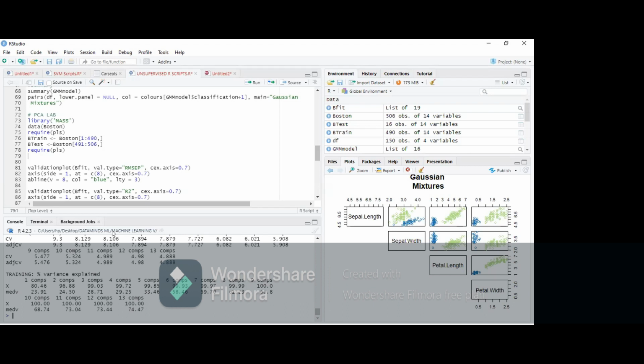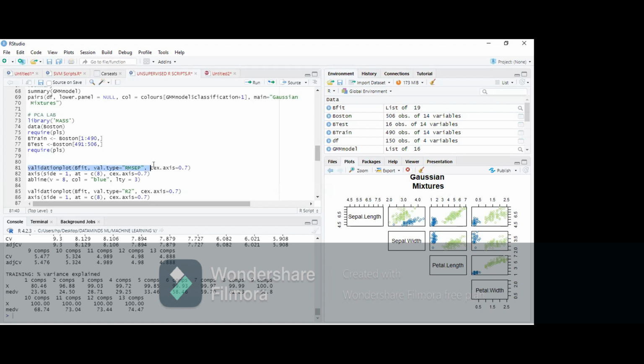But the cross validation here is telling us that we can as well use the entire variables or components. These are the variance explained. By the time we do our scree plot, we will be able to make better decisions. So let's go to our validation plots.